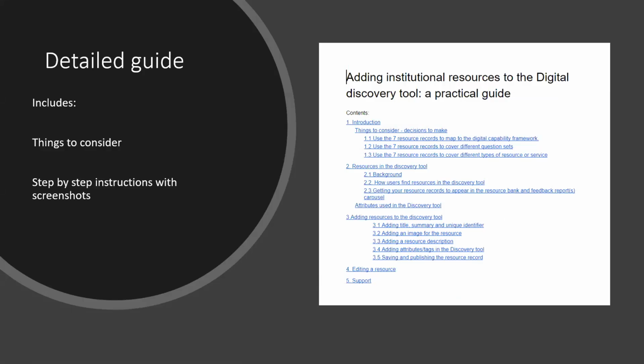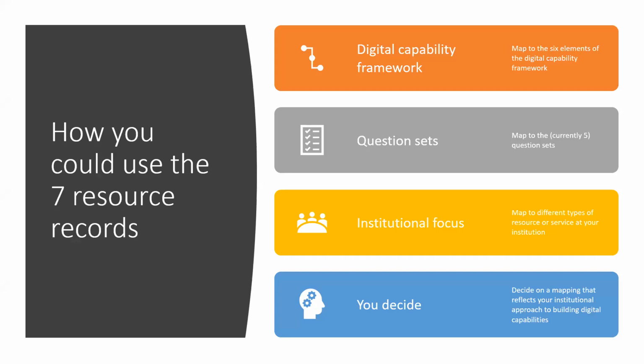I have produced a detailed guide with the team, and we have included in there the things to consider that we're going to talk about now, but also step-by-step instructions with screenshots of how to add your resources. So you will have very detailed guidance on how to go about that. But first, the important thing is to decide how you're going to use those 7 resource records. Because I think putting a bit of thought in at this point will really mean that you get the best use out of this feature.